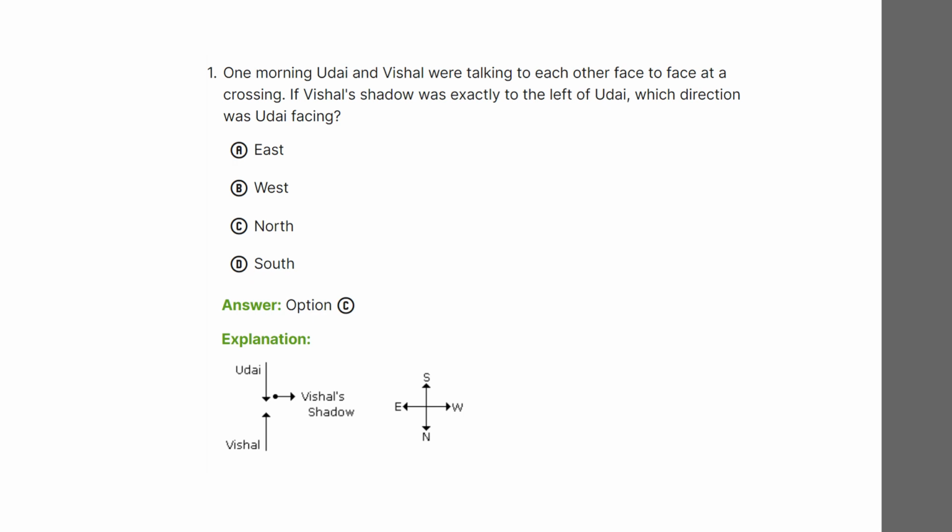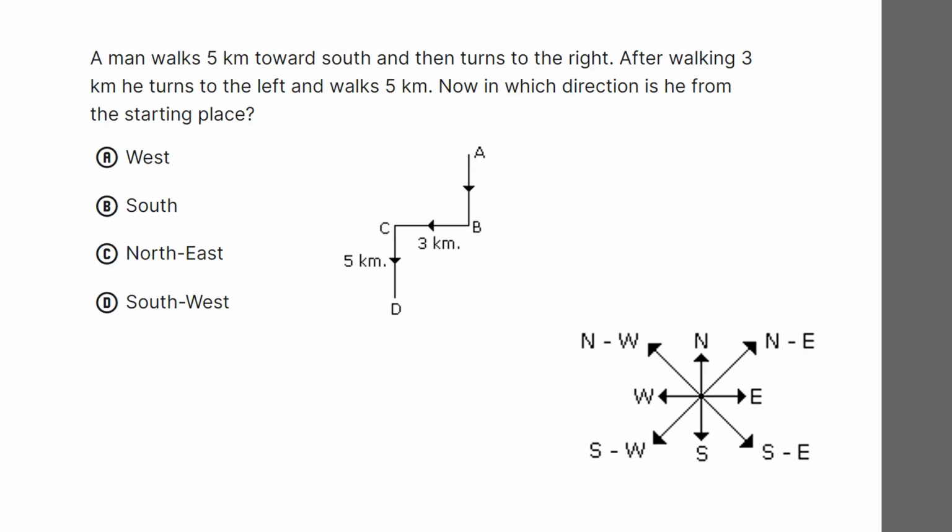So what is this north direction? Uday is facing north direction. Yes. So once Uday is facing north, east is the sun direction and the sun rises in the east, and you can see that Vishal's shadow is on the left side of Uday. Yes. So this is how we can come to our conclusion. The option C, north, is the correct answer.